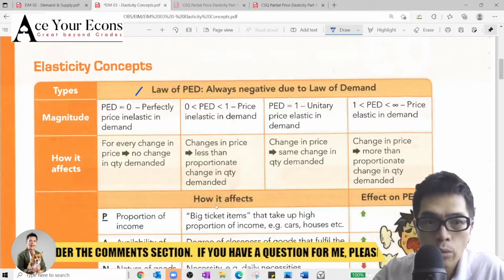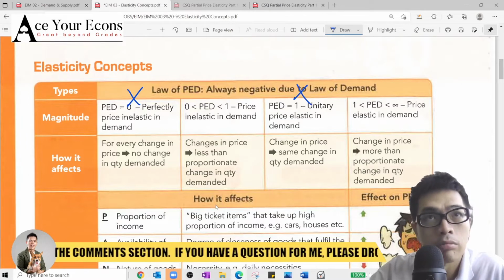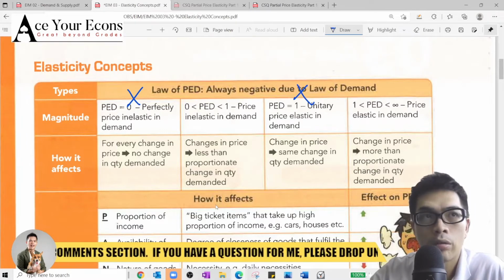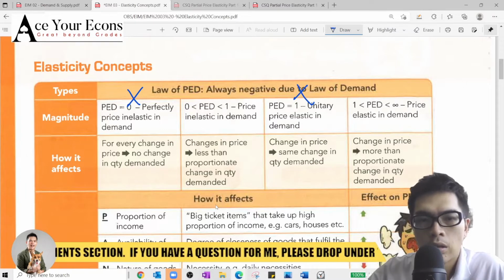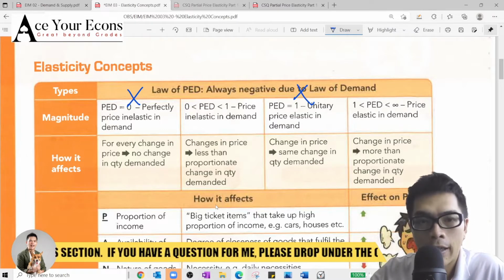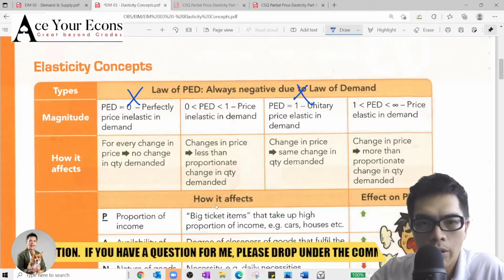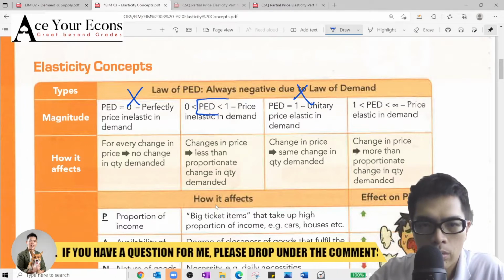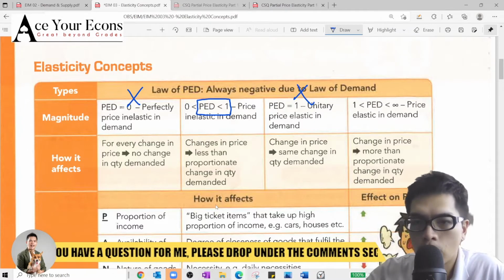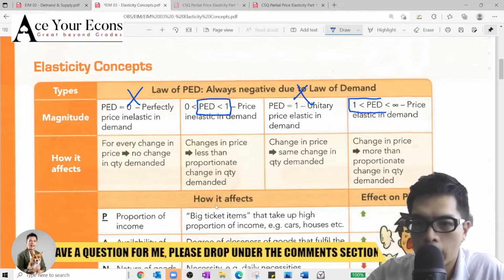These two are hardly tested. You can cross them out if you have a book. It doesn't mean that they are wrong, it means that they are hardly tested. I want you guys to highlight the range. You want to highlight these two: PED is less than 1 and PED is greater than 1.